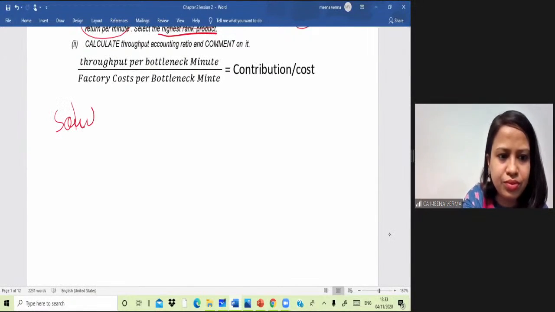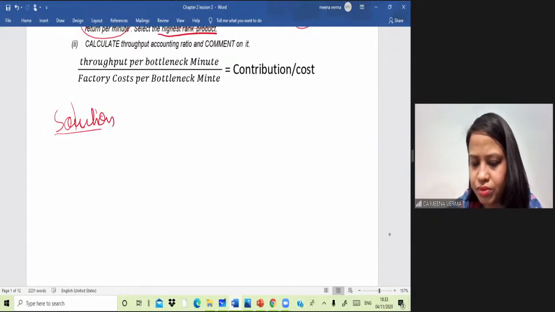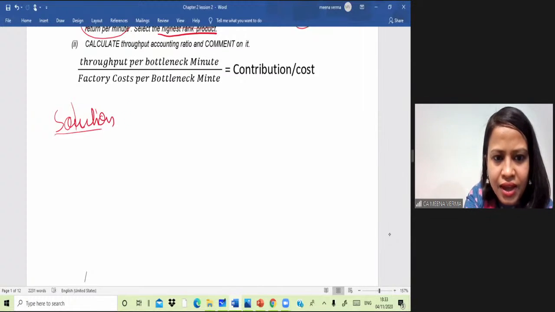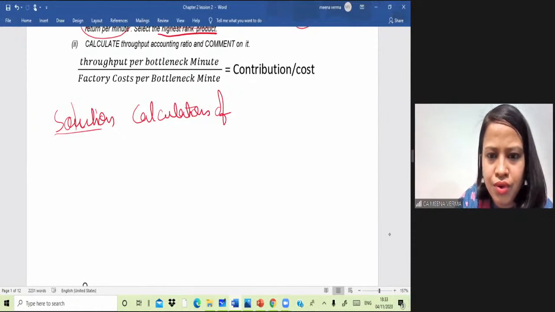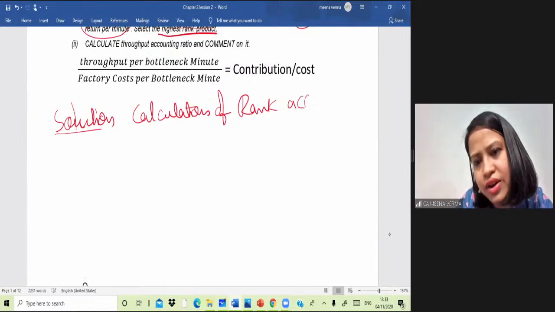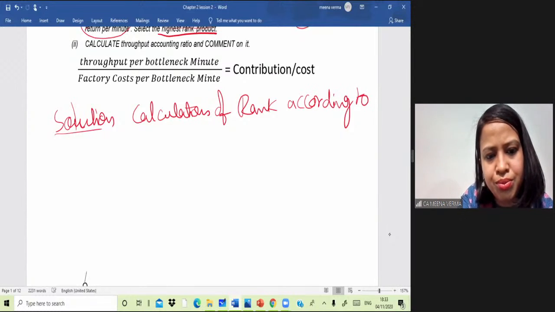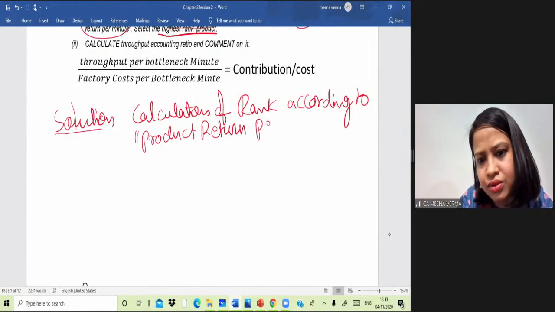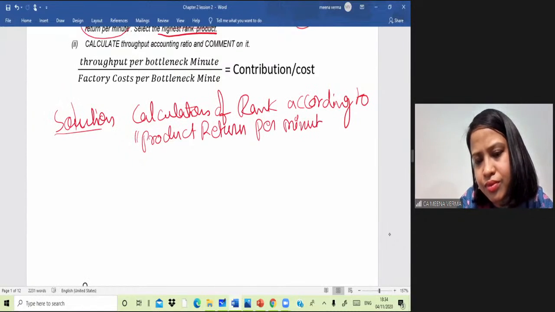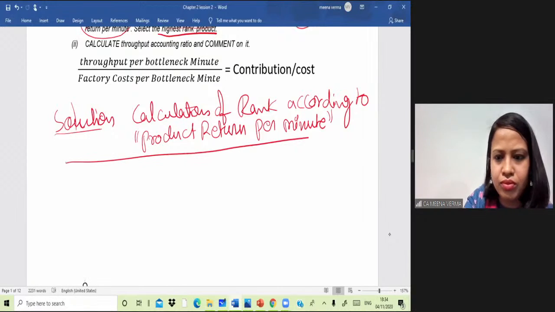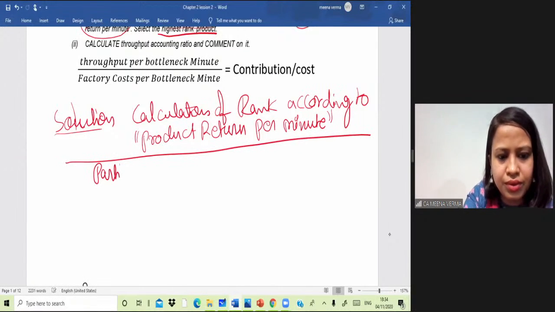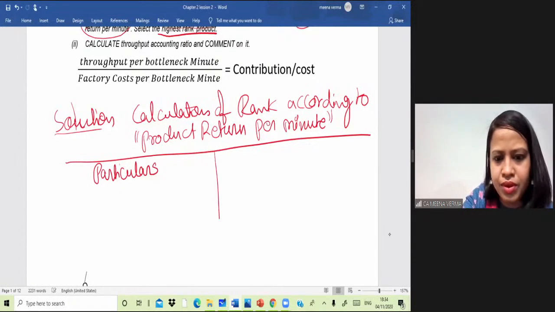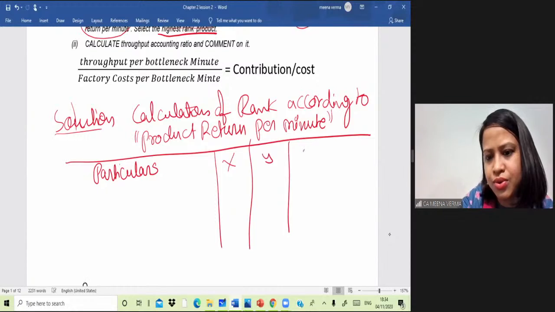Solution. Calculation of rank according to product return per minute. Okay, particulars: product X, product Y, product Z.